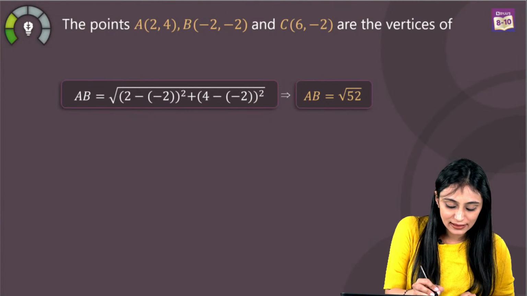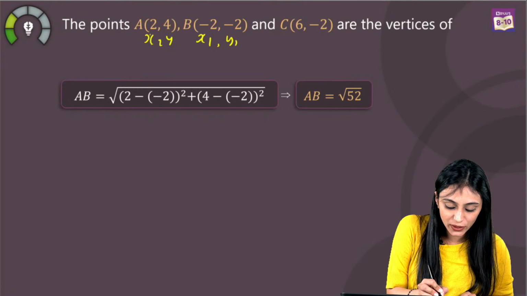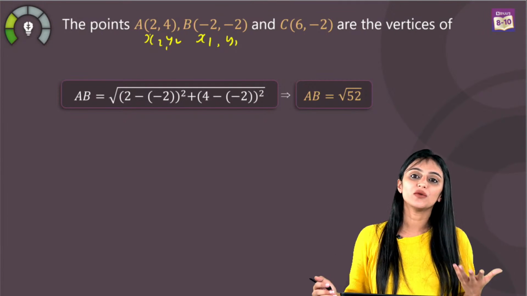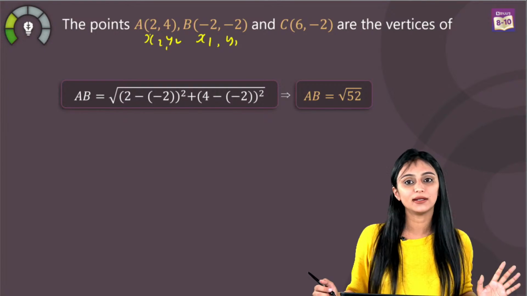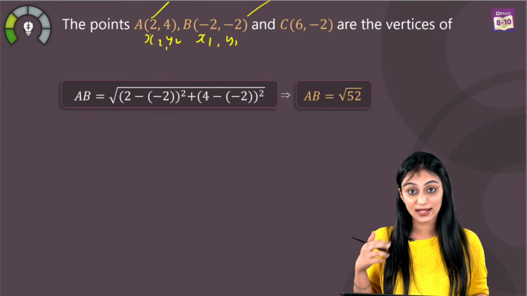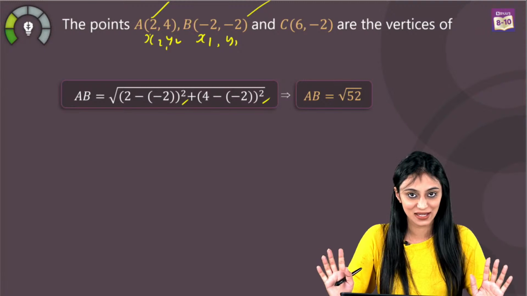So let's suppose that this is x1, y1 and this is x2, y2. One more thing, sometimes students have this confusion that which one should be assumed as x1, y1, which one should be assumed as x2, y2. Doesn't matter. It doesn't matter whether I assume this as x1, y1 and this one as x2, y2, because we have squares over here. Your answer will still remain the same, right?